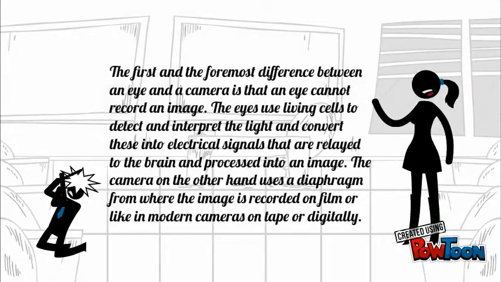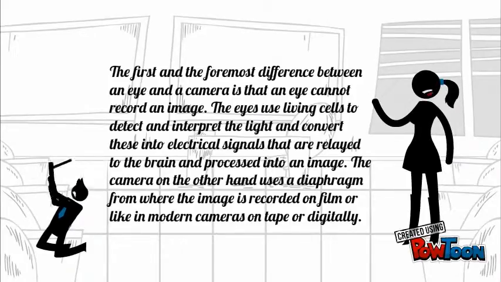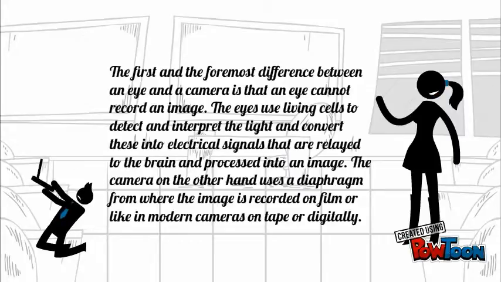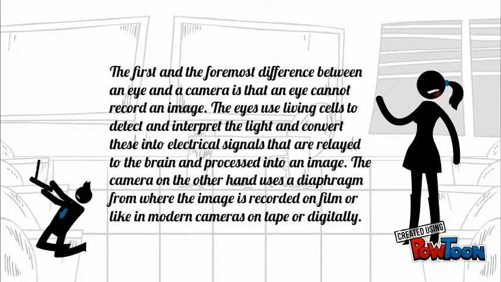First and foremost difference with an eye and a camera is that an eye cannot record an image. The eyes use living cells to detect and interpret the light to convert these into electrical signals that are relayed to the brain and processed into an image. The camera, on the other hand, uses the diaphragm from where the image is recorded or filmed, or like in modern cameras, on tape or digitally.